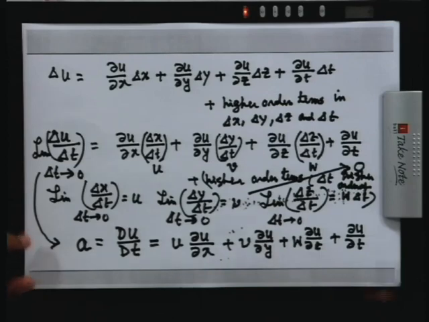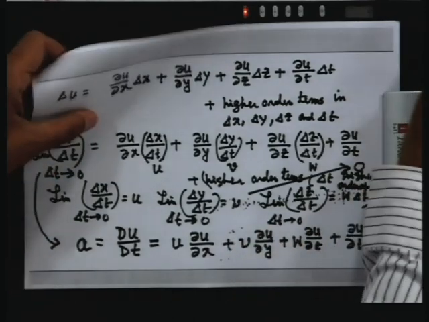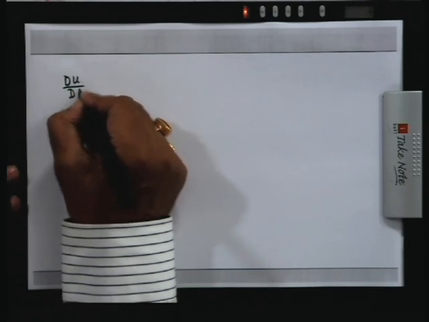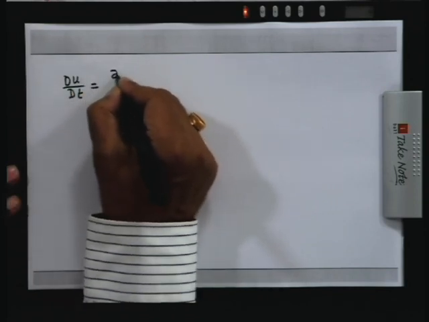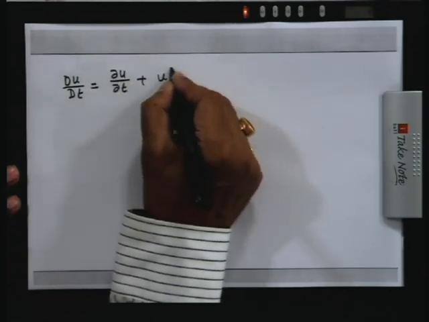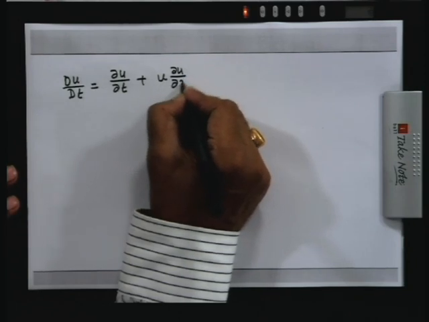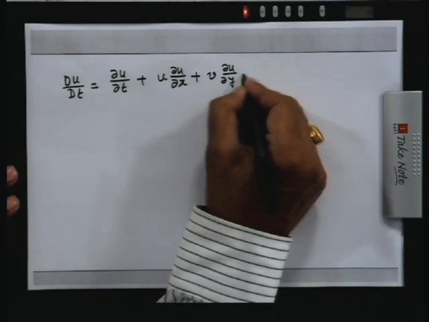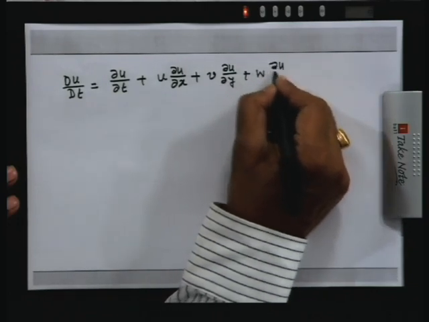You understand? Now, I write it again by taking this term first. Therefore, we get the acceleration, that is du dt, as del u del t plus u del u del x plus v del u del y plus w del u del z.